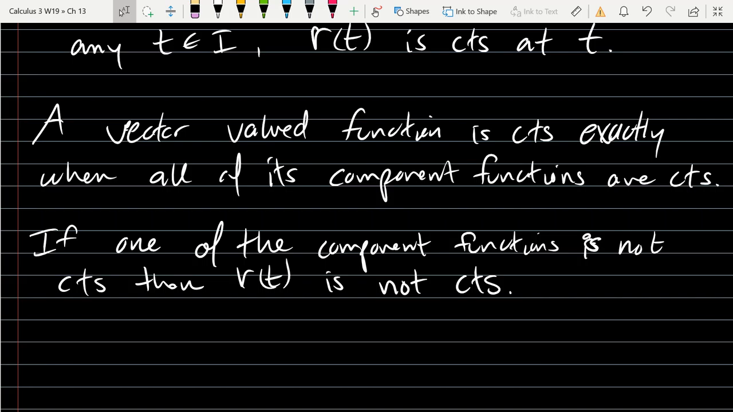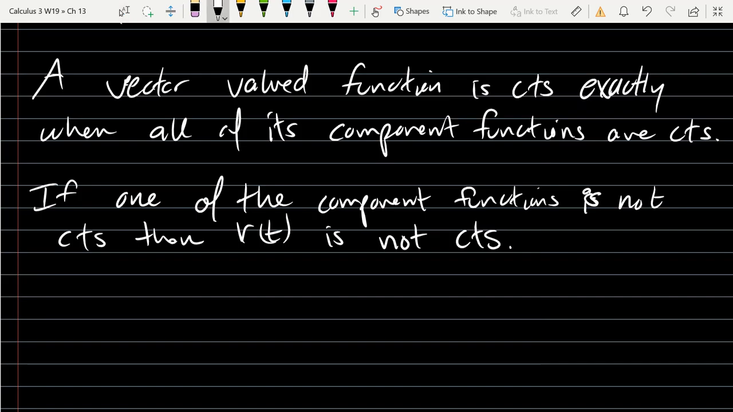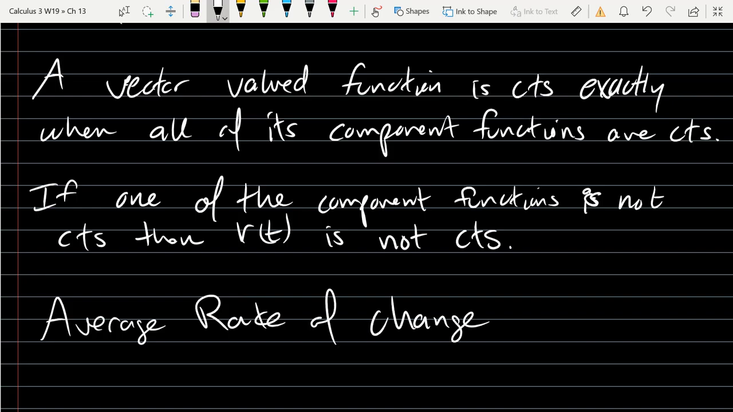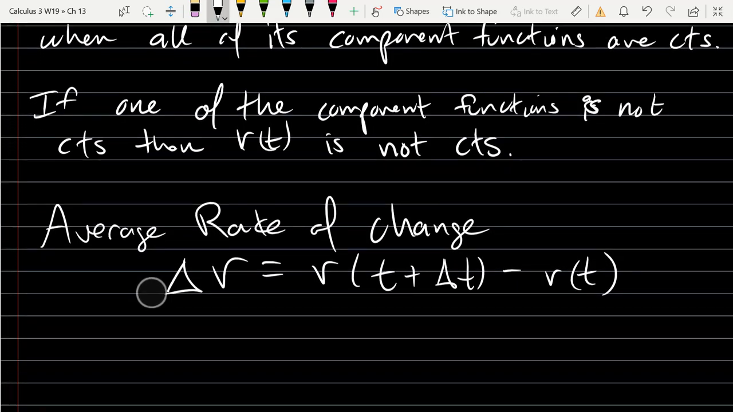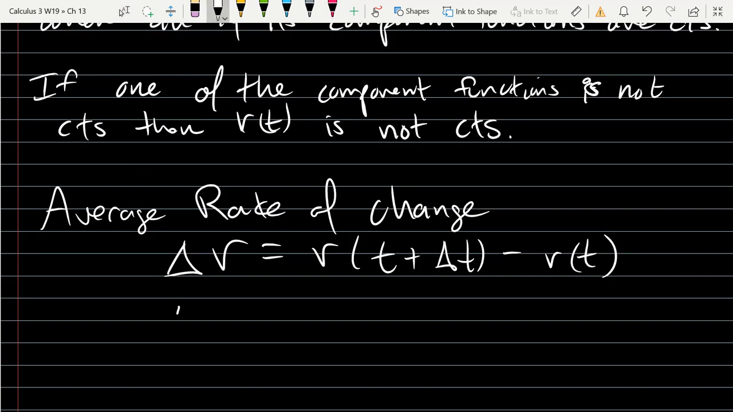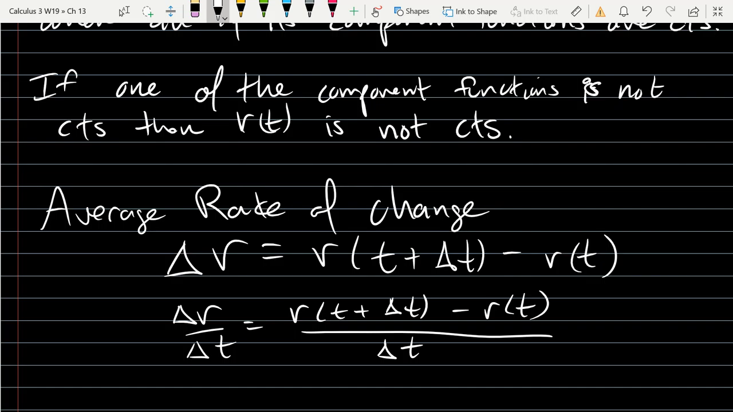So after we look at continuity and limits, we're going to look at rate of change and then, of course, derivatives. So that's where we're going next. So let's do an average rate of change. We'll use the notation delta r equals r of t plus delta t minus r of t. So that will be the change in r. And if we want change in r over change in time, delta r over delta t, that's really the average. So above is how much r changes, and if we want the average rate, we have to divide by the amount of time that passed. So there's our rate of change.